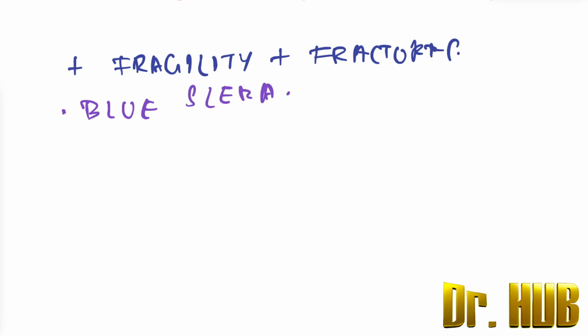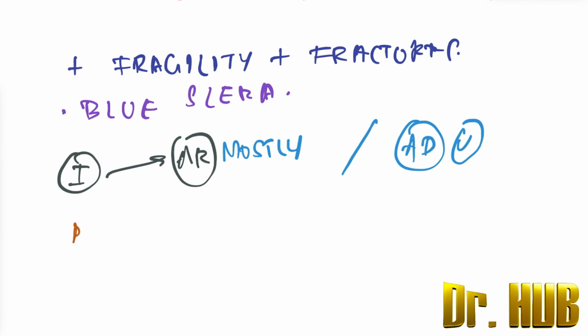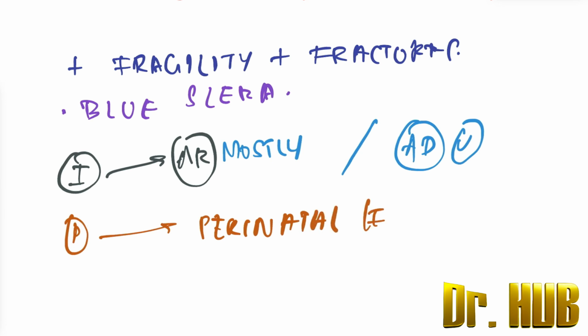Now let's look at the inheritance and the prognosis. In terms of inheritance, most are autosomal recessive and a few are autosomal dominant. What about the prognosis here? The prognosis is that it is perinatal lethal.